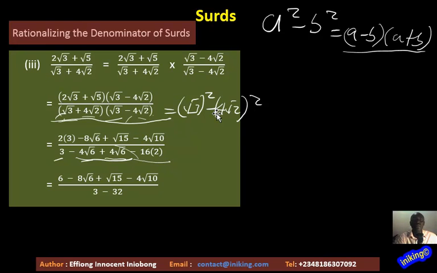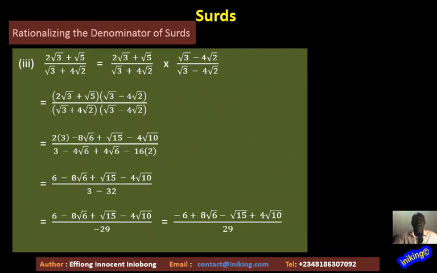So let's advance. There we are. 3 minus 32 gives us minus 29. And we look at the numerator. We cannot simplify any further. We can't break this down to give us any sort of numbers that we can pair up or find the square root of any other one. So we leave it at that.